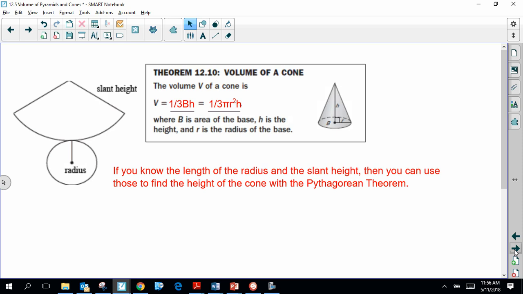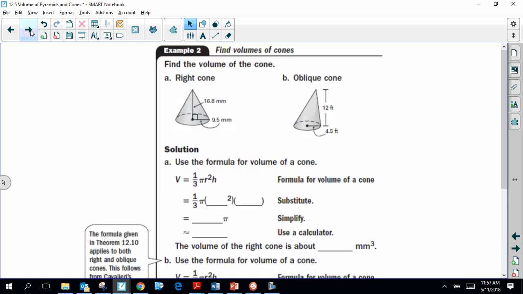And again, kind of with what we saw with the pyramid, sometimes they're not going to just give you the height outright. Sometimes you have to use the Pythagorean theorem with the slant height and the radius in order to figure out what the height of the cone would be. But let's take a look and see how we're going to use this. So we have two examples here.